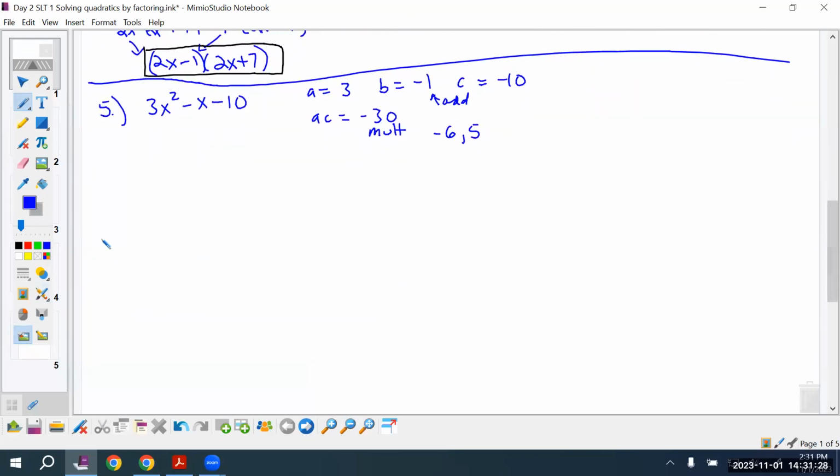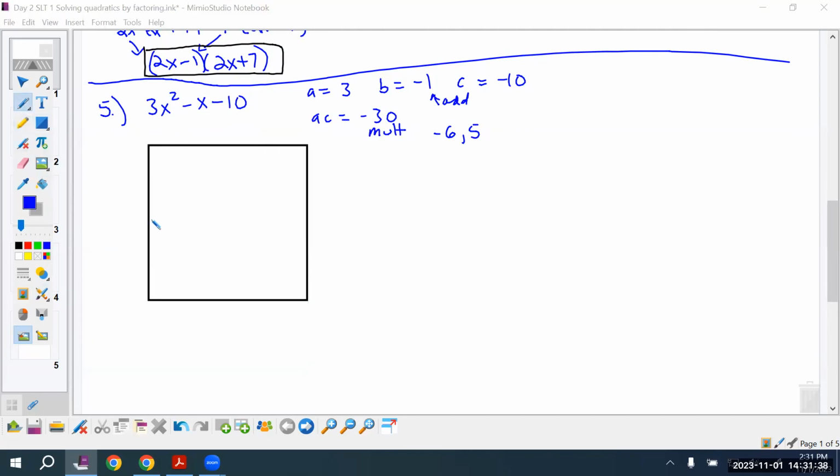Here's where it's different. Instead of splitting the middle term, I'm literally going to build a box. I'm going to build myself a little box. It's pretty big. Probably not even that big. That's okay. And here's what's going to happen. This first term is always going to go in the top left box. Oh, I meant to change colors. The constant term is always going to go in the bottom right box. So let's fill those in.